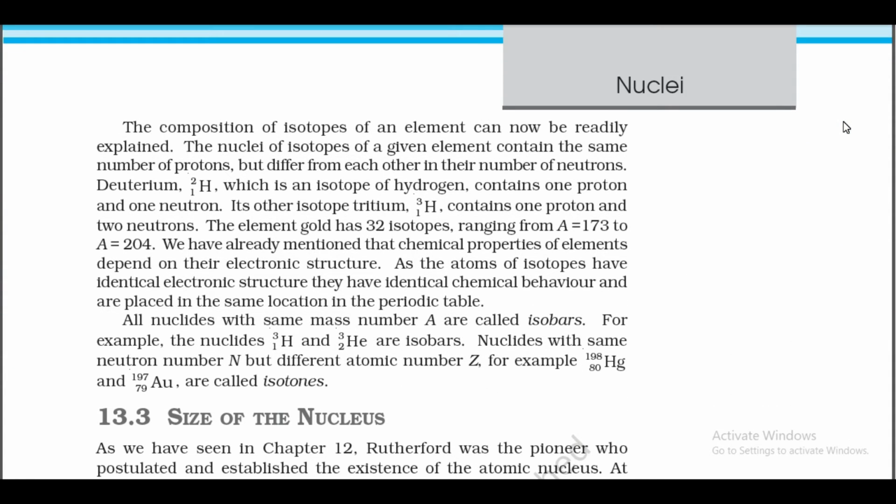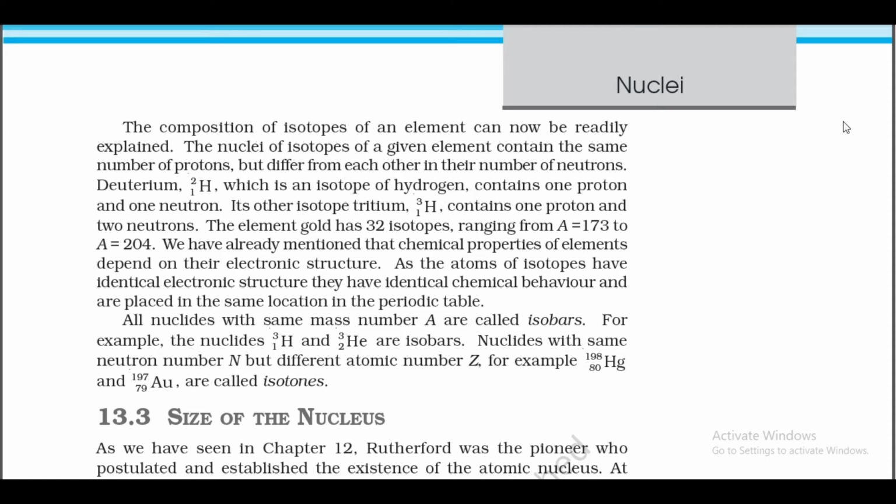The composition of isotopes of an element can now be readily explained. The nuclei of isotopes of a given element contain the same number of protons but differ from each other in their number of neutrons. Deuterium, 1H2, which is an isotope of hydrogen, contains 1 proton and 1 neutron. Tritium, 1H3, contains 1 proton and 2 neutrons. We have already mentioned that chemical properties of elements depend on their electronic structure. As the atoms of isotopes have identical electronic structure, they have identical chemical behavior and are placed in the same location in the periodic table.